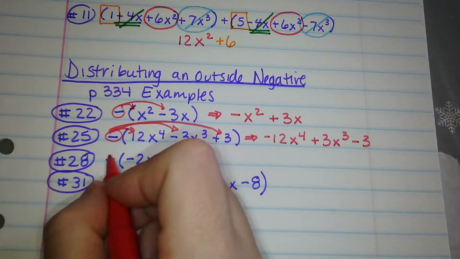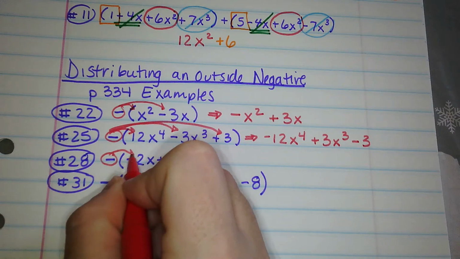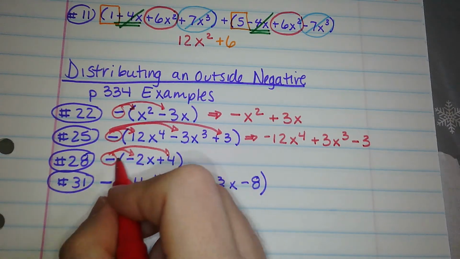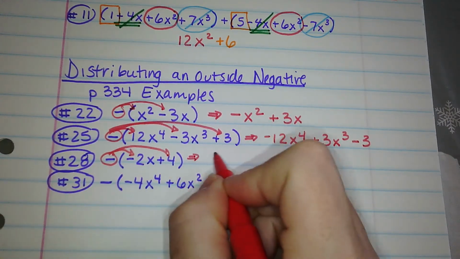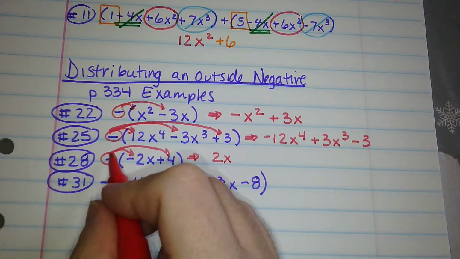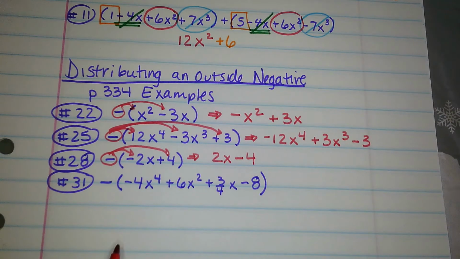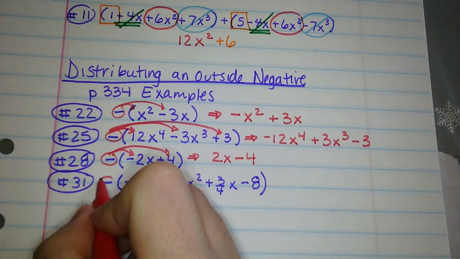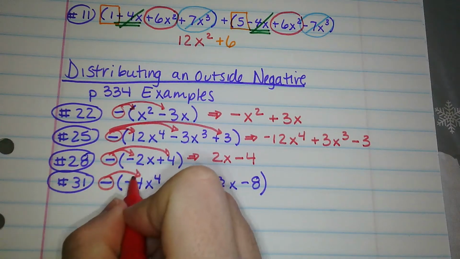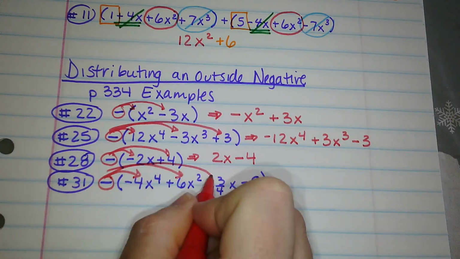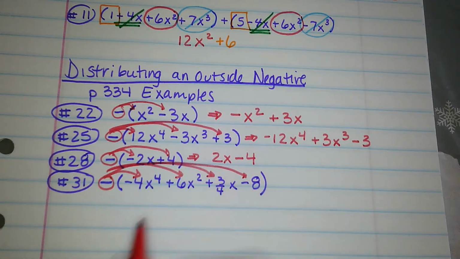For 28, we're going to distribute 2 times. And this negative 2 is going to become a positive 2. And this positive 4 will become a negative 4. Our last example, we're going to take this negative and apply it to 1, 2, 3, 4 different terms.